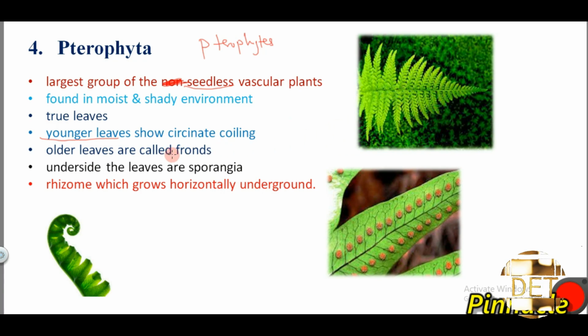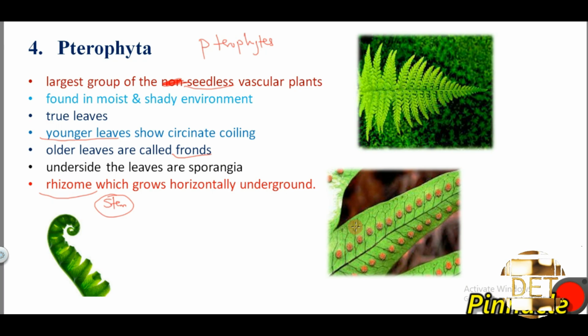So when the leaves become older, they stretch out to form what? The fronds. Then underneath the leaves are sporangia. If you look underneath these leaves, on the other side of the leaves, which is what we have here, you will find sporangia, a lot of them. So another unique feature of the pterophytes is that they have rhizomes. The rhizomes are underground stems which grow horizontally.